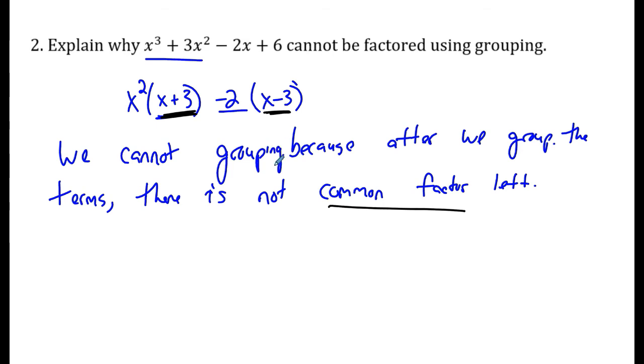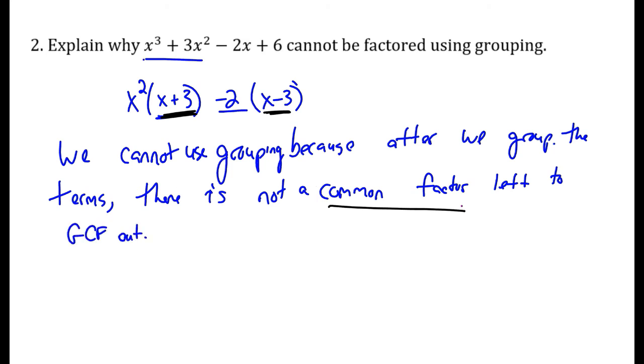Sorry, I'm going too fast here. We cannot use grouping because after we group the terms, there is not a common factor left. Take your time so your sentences don't look like mine did right there. We cannot use grouping because after we group the terms, there is not a common factor left to GCF out. We can even say to GCF out.